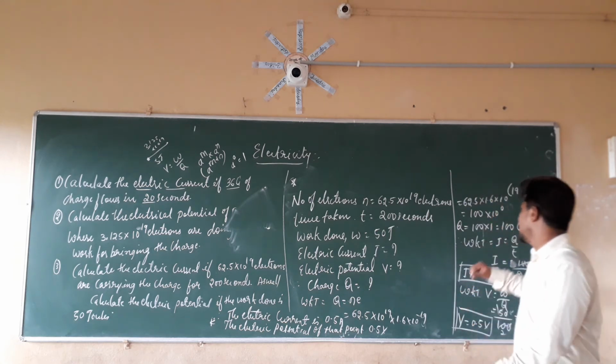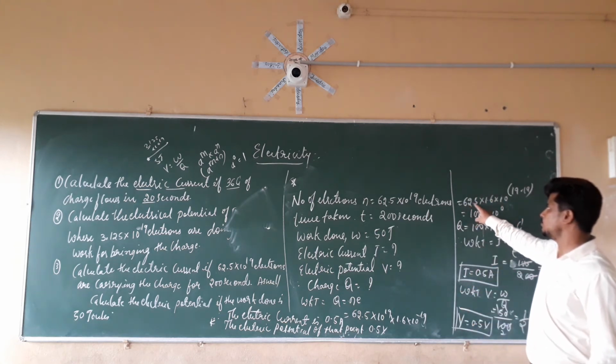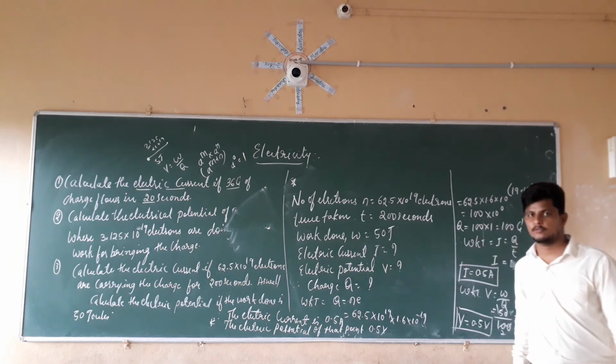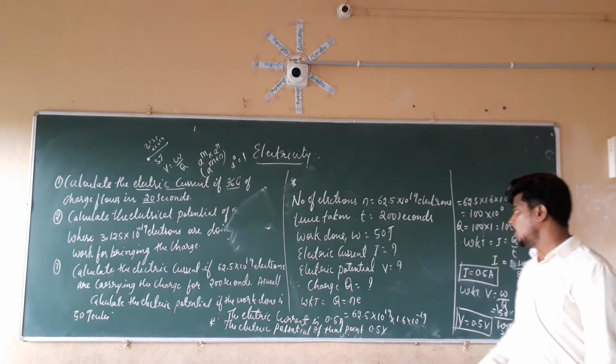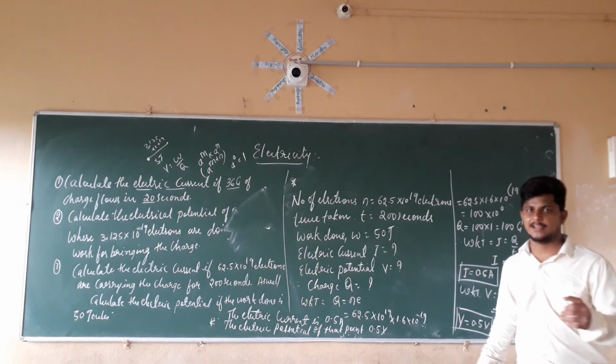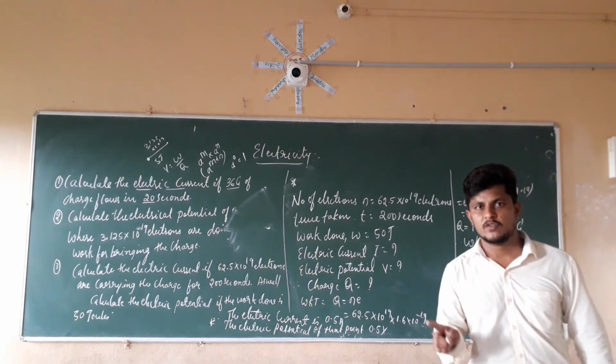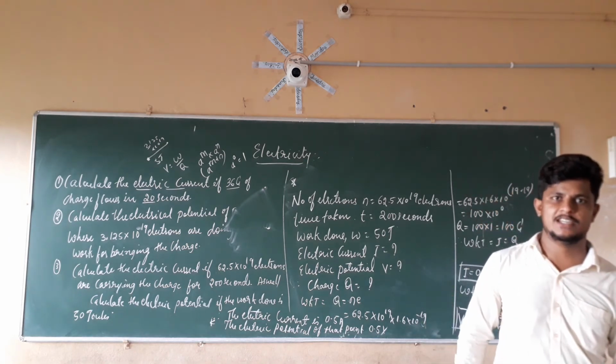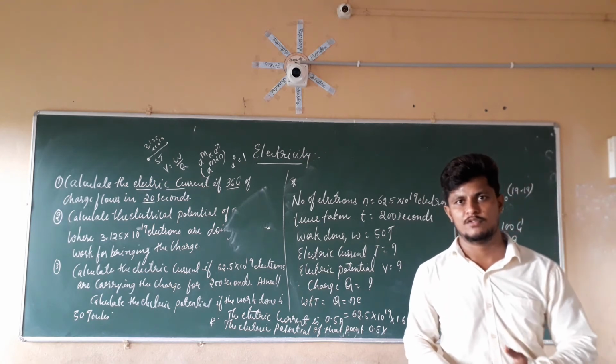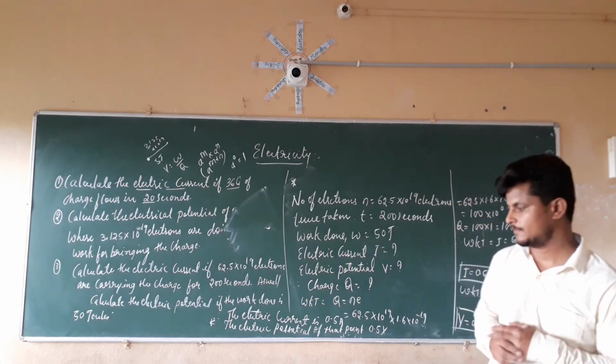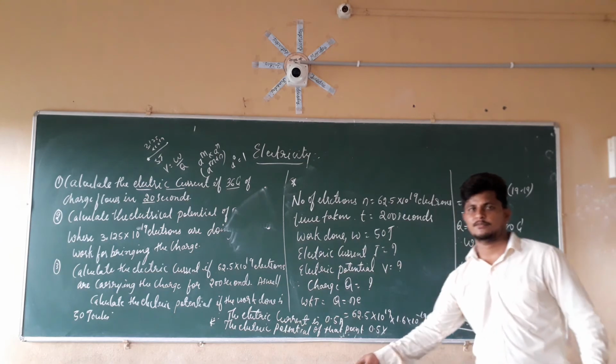Sir, how did you calculate this value, 62.5 into 1.6, directly? How are you putting that 100 directly? You may ask the same about the last question also: 3.125 into 10 raised to 19 into 1.6, I put 5 directly. How is it possible?